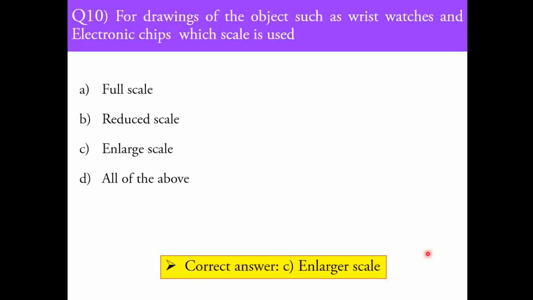Okay, the correct answer for this question is that generally for wristwatches and electronic chips we use a larger size scale so that we can understand the complete diagram, because the wristwatch dial or structure is already very small, and if you use the same dimension, it is very difficult to draw the diagram also. To avoid that, generally we take the enlarged scale and prepare the drawing, and that shows the proper structure of the wristwatches or the smaller electronic chips. Okay, so the correct option is enlarged scale.